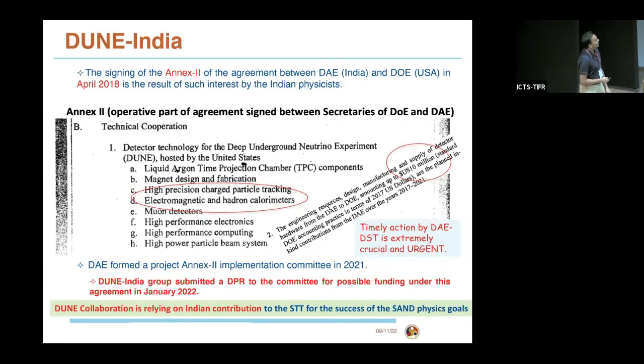But that design, finally accepted by the collaboration, included the STT that we wanted to build back in 2012. Okay, so from the political side, an agreement is being signed between DAE and DOE to support this collaboration with Fermilab on the near detector, and monetary values are also being added to it. A project implementation committee was set up in 2021, last year. We were asked to submit a proposal to this committee, which we did in January of this year. And of course, we're still waiting for a decision from the DAE and DST on that. The DUNE collaboration is relying heavily on India for the STT success, and I think that's something we need to keep in mind at this time.